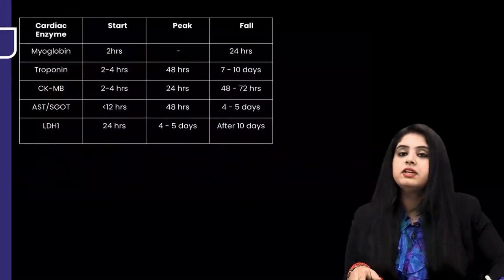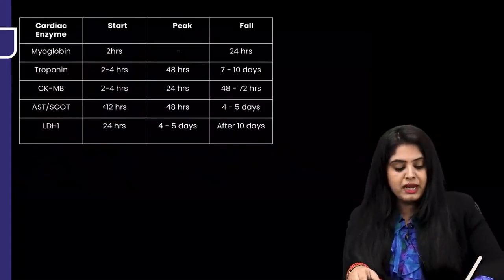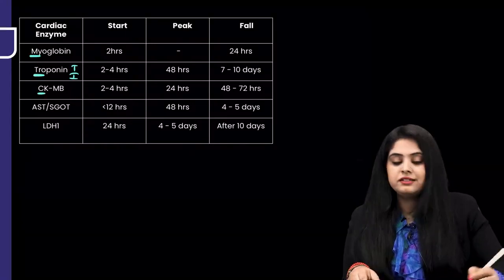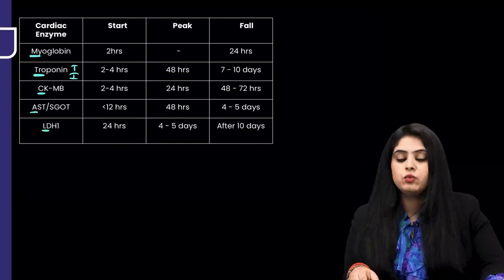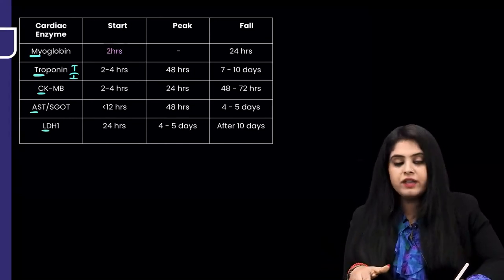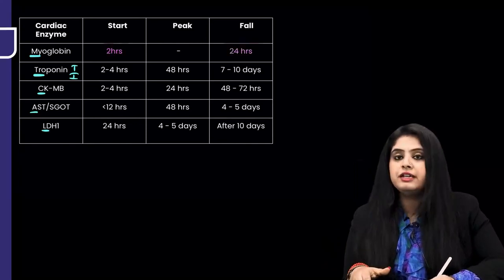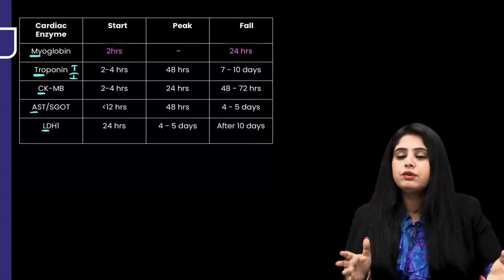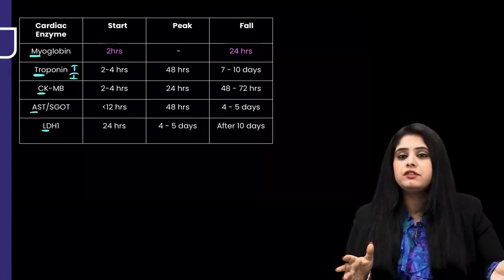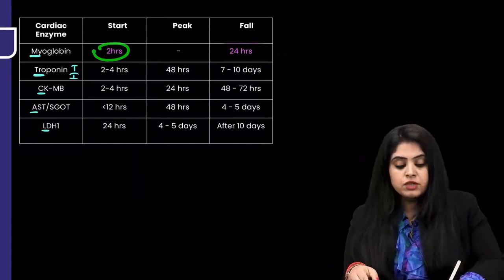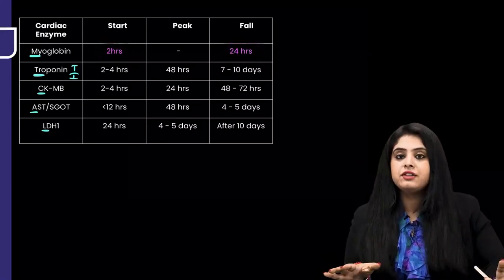Now let's look at the same thing with the help of a table. Look at this, my time to call. So myoglobin, troponin T and I, call, that is CKMB, AST and LDH1. Myoglobin, the most useless one, rises very early and also falls very early. It rises within 2 hours, but within 1 day it is out of the blood. So it's not at all useful. If my patient comes on the 2nd day of a heart attack, he will not have myoglobin in his blood. I will never be able to find out that he suffered a minor heart attack. So remember, 2 hours it starts, 24 hours it has vanished from the blood.